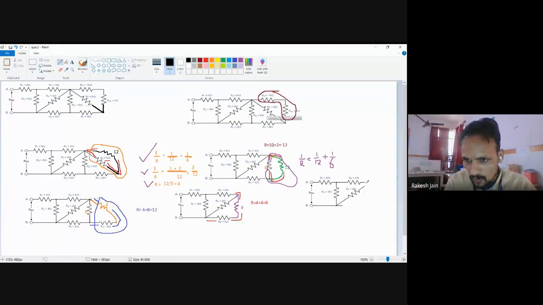Wait for 5 minutes more. This question will be completed. Okay. Now these two 4 ohm resistances will be removed and only a single resistance of 8 ohm will come.